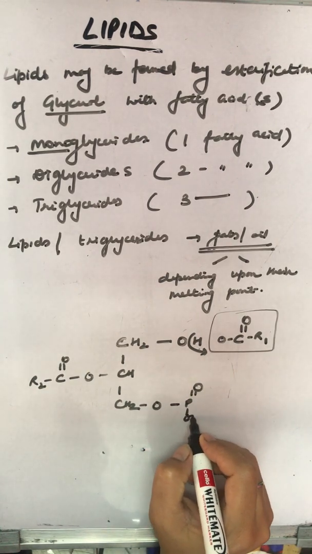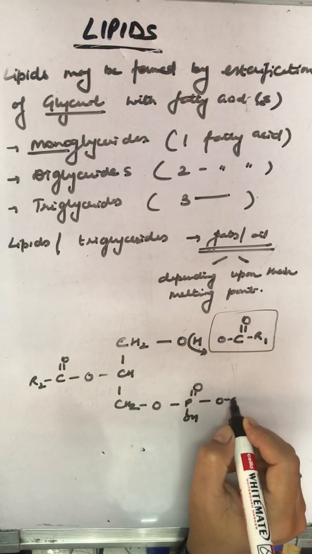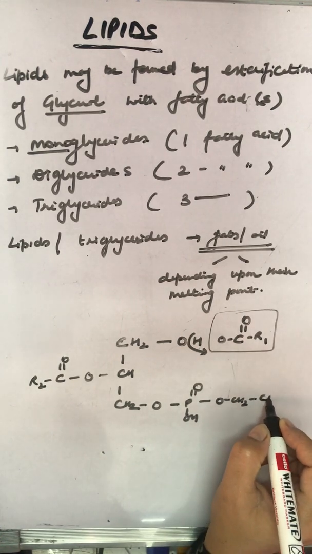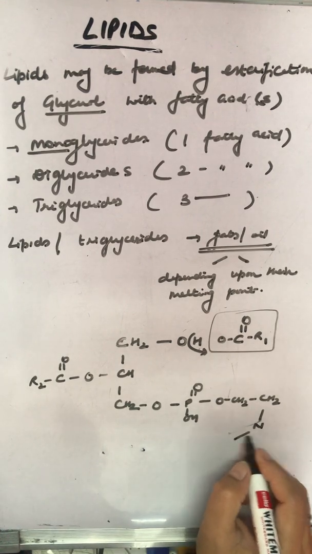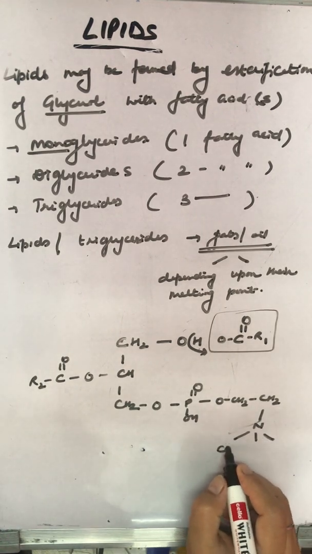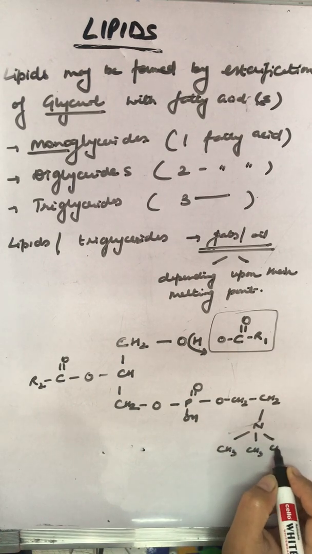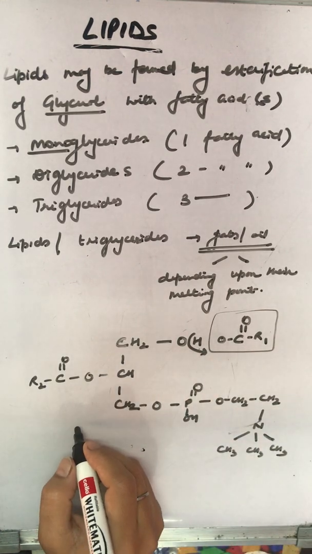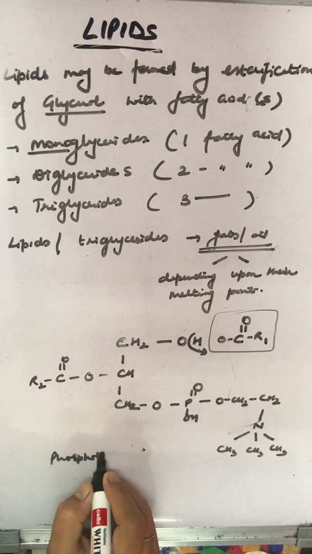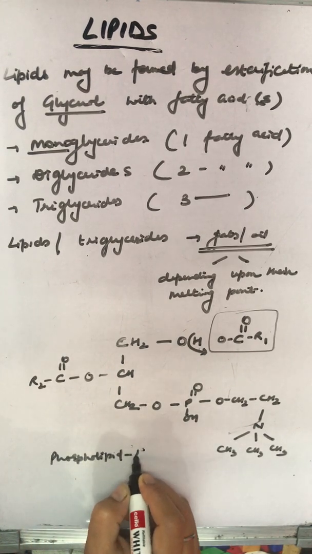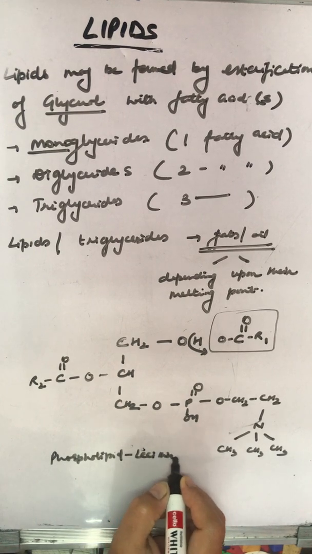phosphate with the further complex derivative, and the structure is ready. We call it phospholipid lecithin.